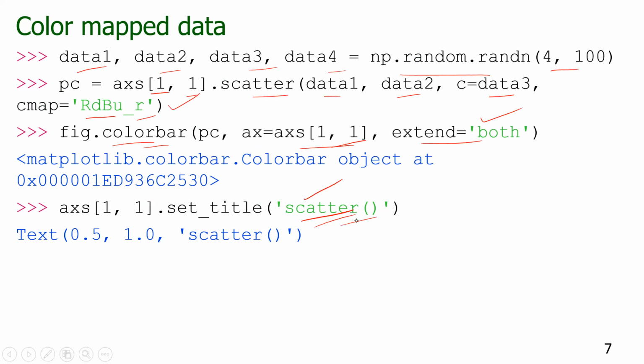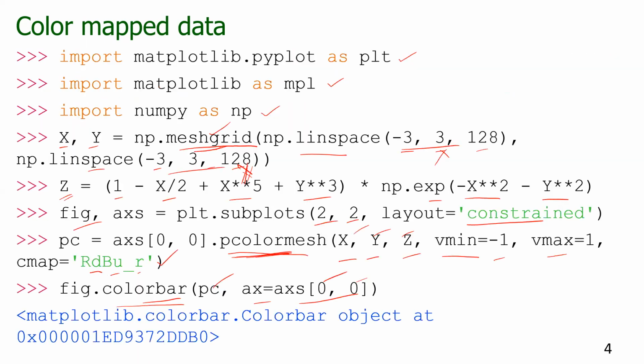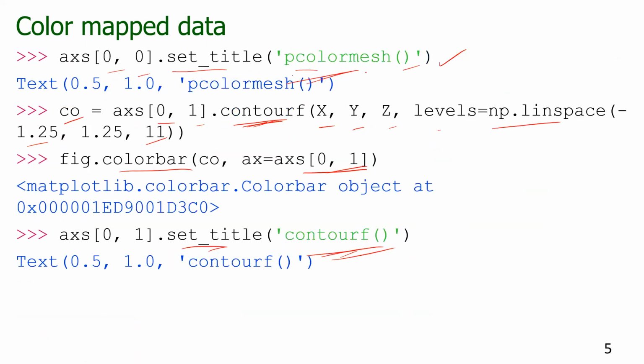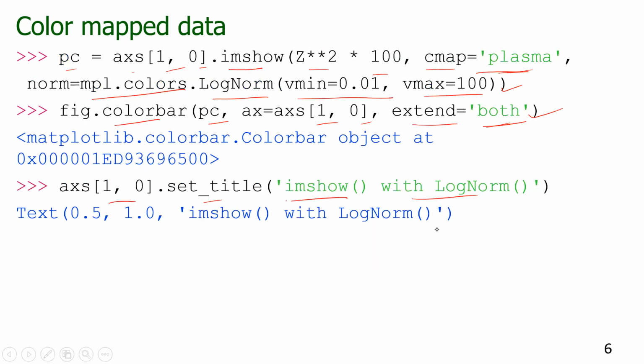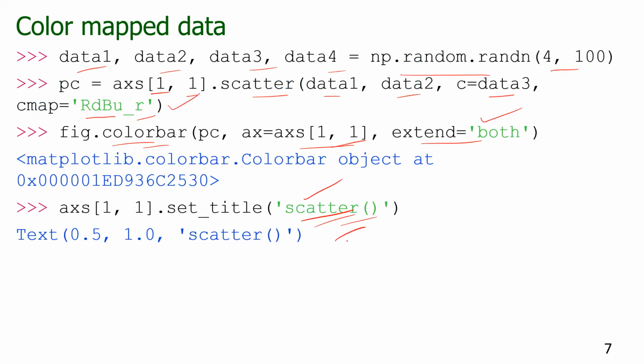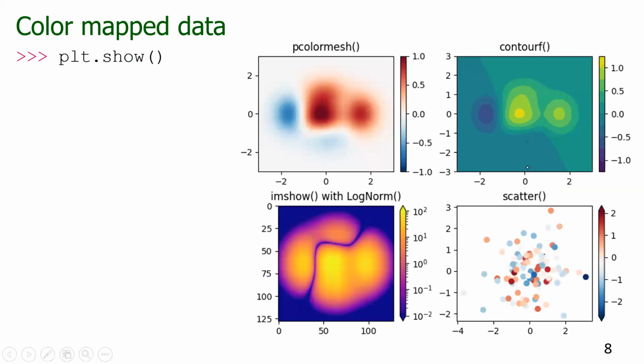Total how many graphs? Let us go back once. First one is this one, pcolormesh, that is 0, 0. Next here, 0, 1. This is contour. Then third one, imshow with log normalization. Then fourth one, scatter. Now you can see plt.show. So pcolormesh, contour, scatter, imshow with log norm. Here we are defining this bar.